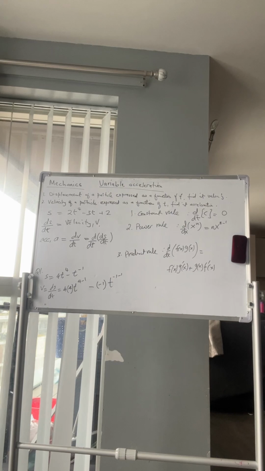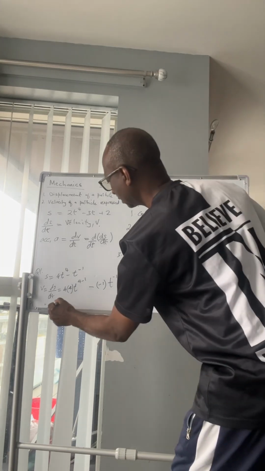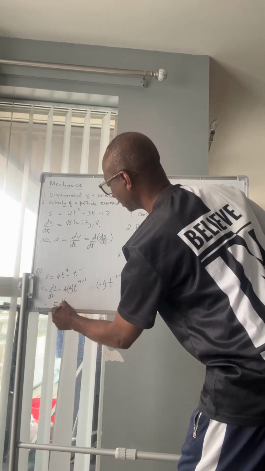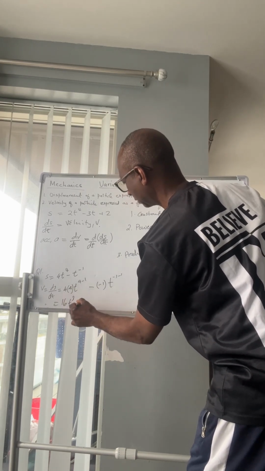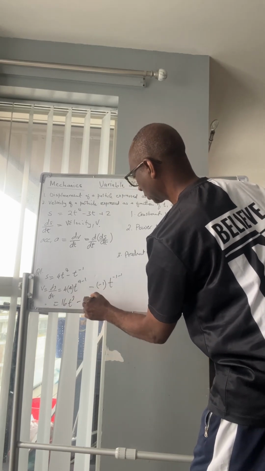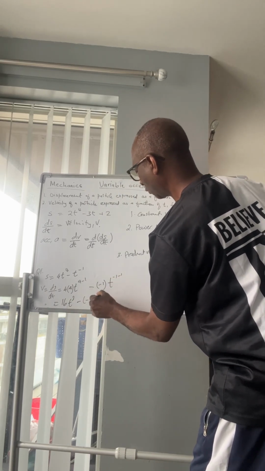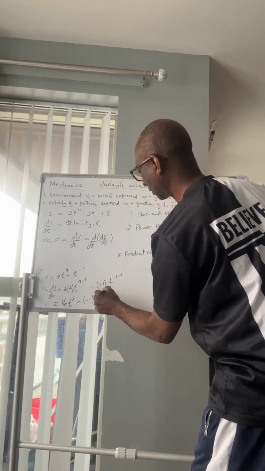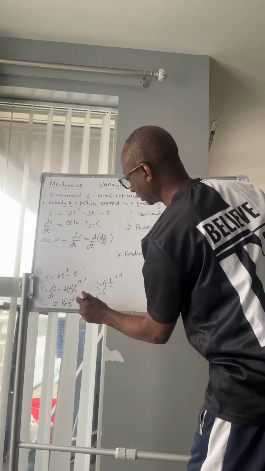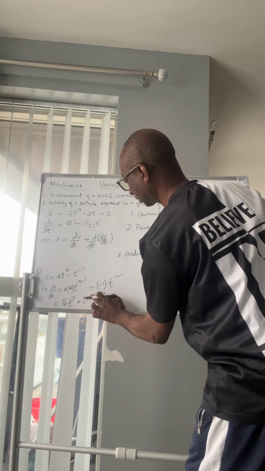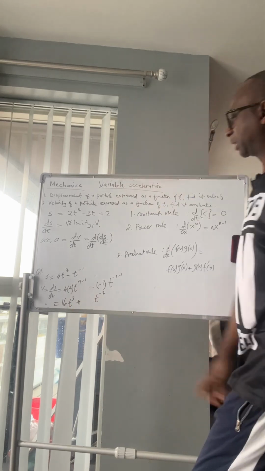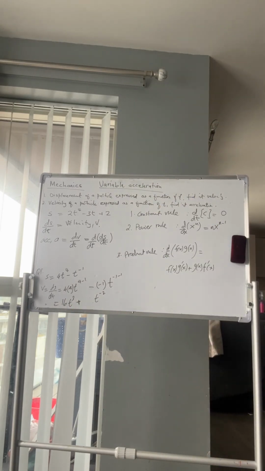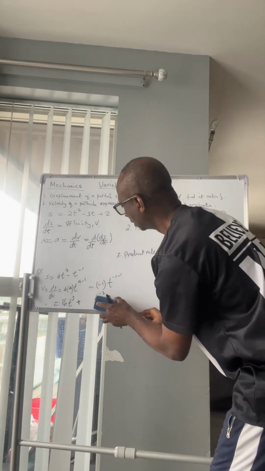So this is how we solve this. So what do you get? We have now 4 times 4, this is 16, t to the power of 4 minus 1, which is 3, minus 1, t to the power of minus 1, which is minus 2. So this is minus, this will give you plus. Minus times minus is plus. You are multiplying. So that is the displacement of the particle.